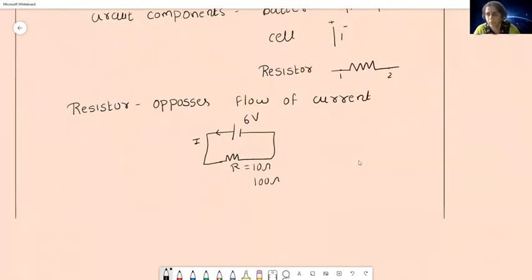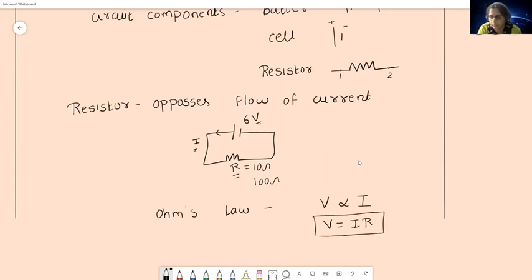So now in the circuit, you can make out we have potential difference, we have current, and we have resistor. Combining these quantities, we have Ohm's law. Ohm's law says that V is directly proportional to current. And then to remove the proportionality, we have V = IR. So this is Ohm's law. This is the equation which connects voltage, current, and resistor.